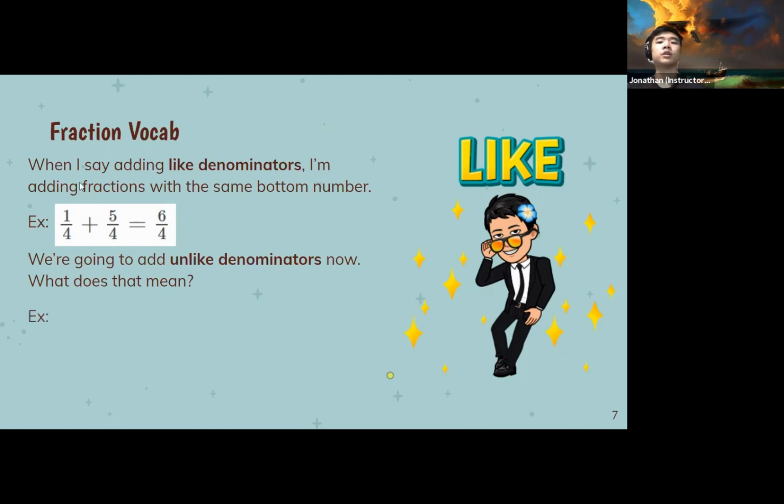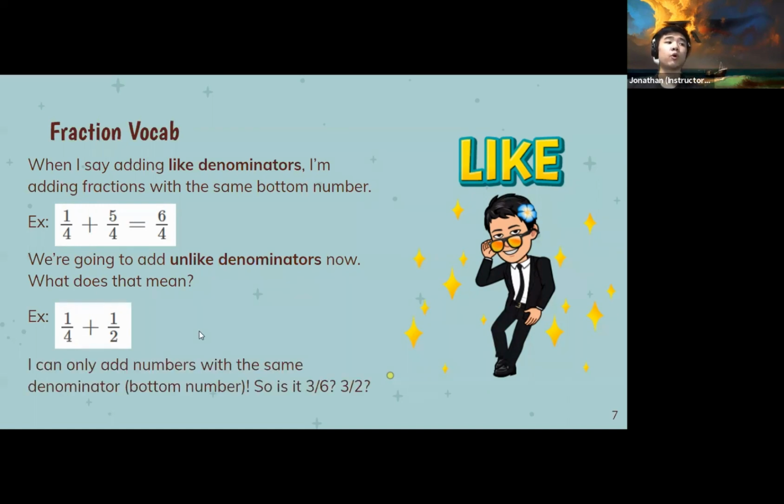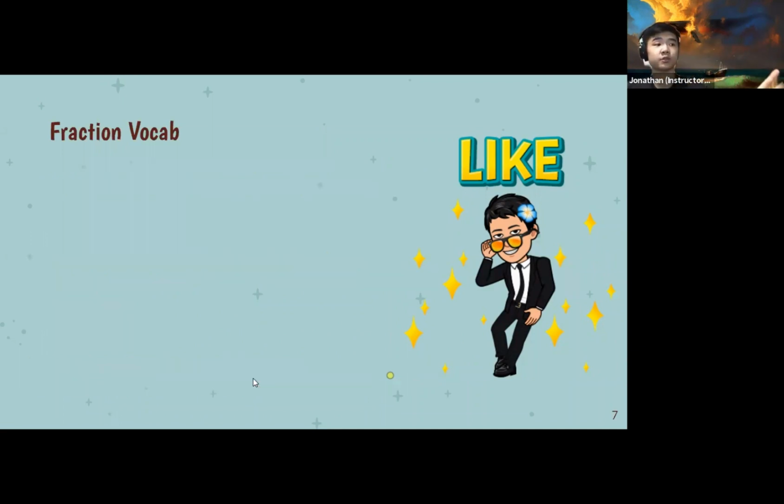What about unlike denominators? Let's say 1/4 plus 1/2. Well, we can't add them because the bottoms are different. We just learned that you can't add bottoms that are different. If you say 2/6, that's incorrect. If you say 6/8, you're also wrong. We can only add numbers with the same denominator. So is the answer 3/6 or 3/2 or something like that? Well, it's actually none of those answers, and we'll see why.